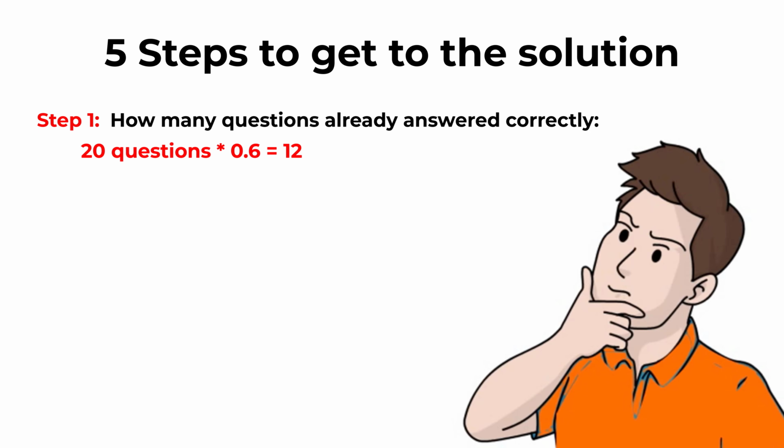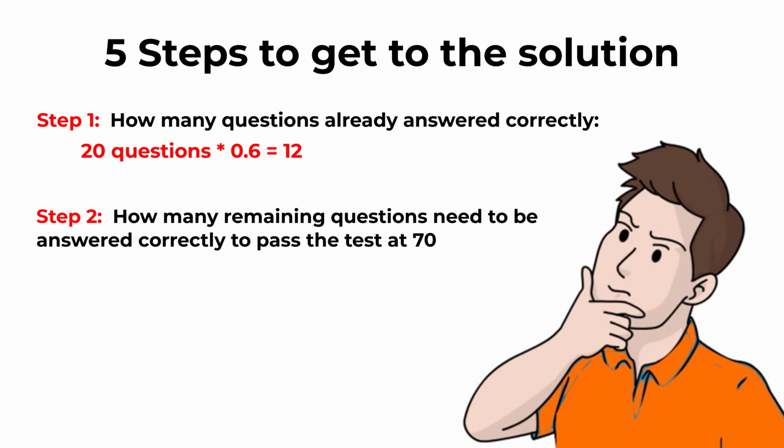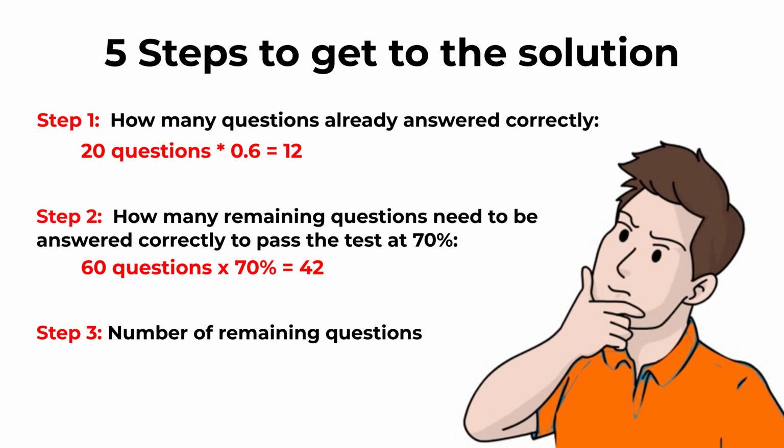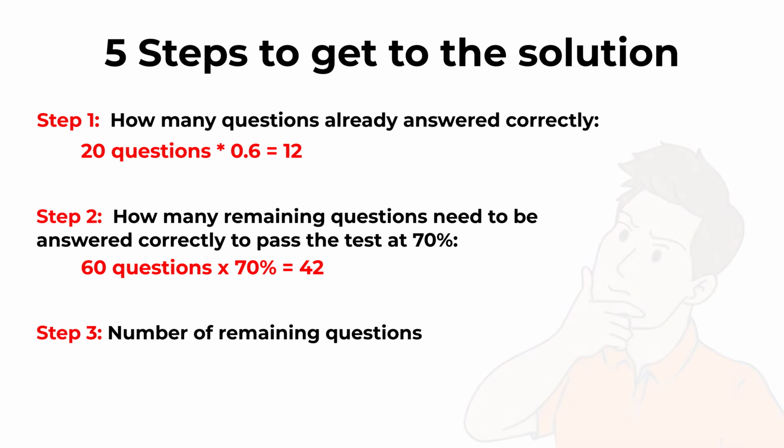In the next phase, we need to determine how many questions in total need to be answered correctly to pass the test at a 70% rate. So if there are 60 questions total on the test and we need to pass it at a 70% rate, we will get to 42 questions that need to be answered correctly to get a passing rate of 70%. In the next phase, we need to calculate how many questions remain on the test. To do this, we need to subtract 20 from 60, and it tells us that 40 questions are still remaining.